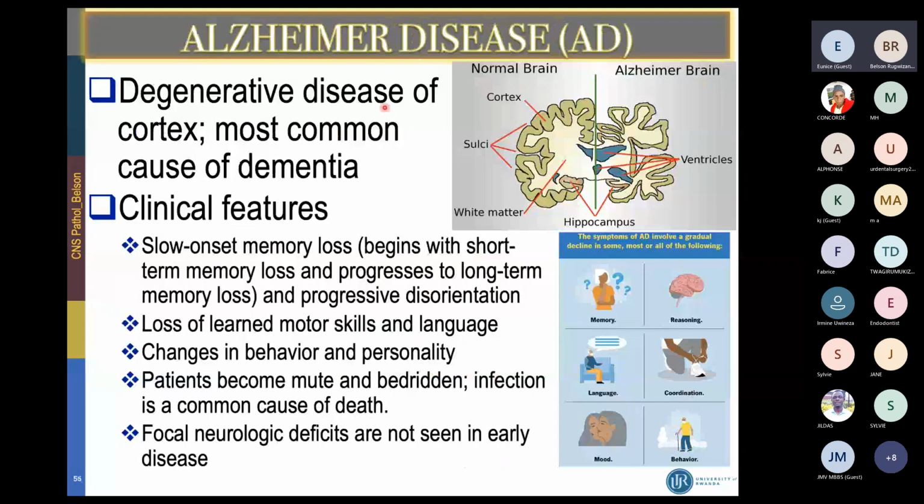So Alzheimer disease is a degenerative disease of the cortex, the most common cause of dementia. The most common feature is a slow onset of memory loss.